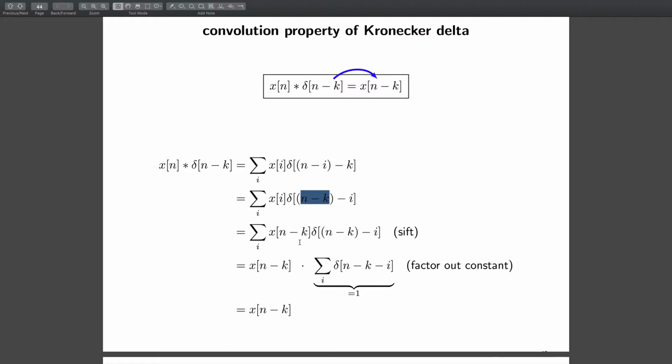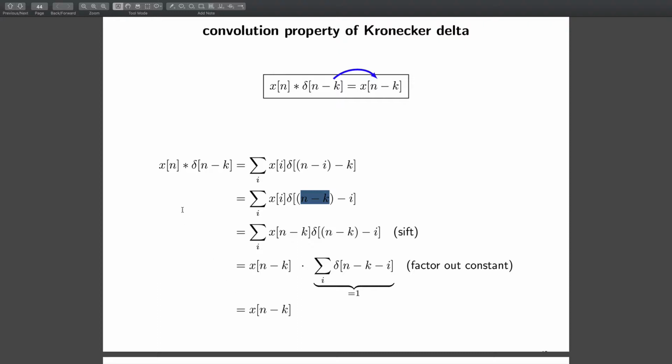Now you see that x no longer depends on i, which is the index of summation. And so we can pull x out of the sum. So now I have x times the sum of delta functions. And remember now that the delta function sums to 1. So this summation goes away. It has a value of 1, and we're just left with x of n minus k.